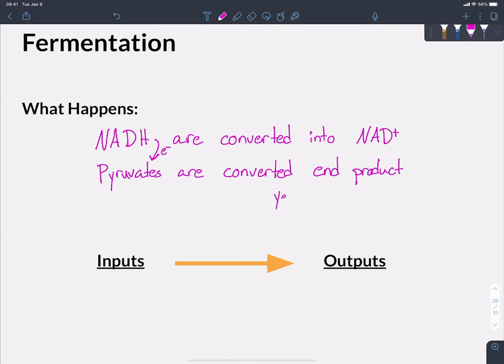Yeast cells, which are a type of fungus, convert their pyruvates into carbon dioxide, CO2, and ethanol, which is alcohol that people can consume. It's widely used, and the carbon dioxide that yeast produces during this process is used to do things like allow bread to rise, etc. So this is a very important commercial reaction that takes advantage of fermentation.